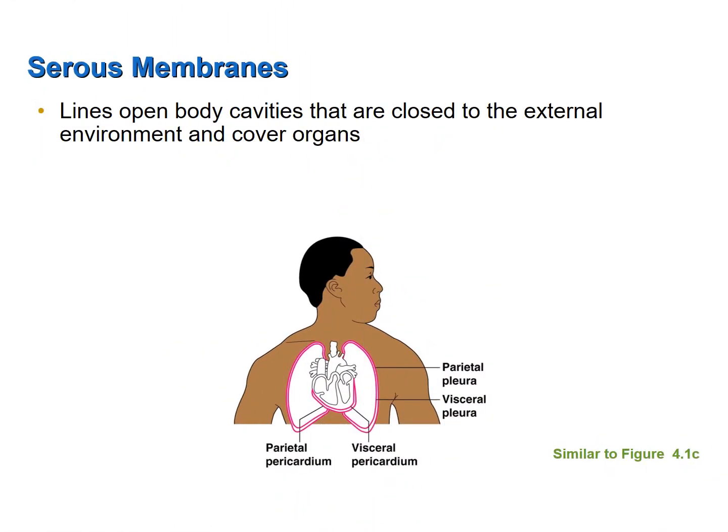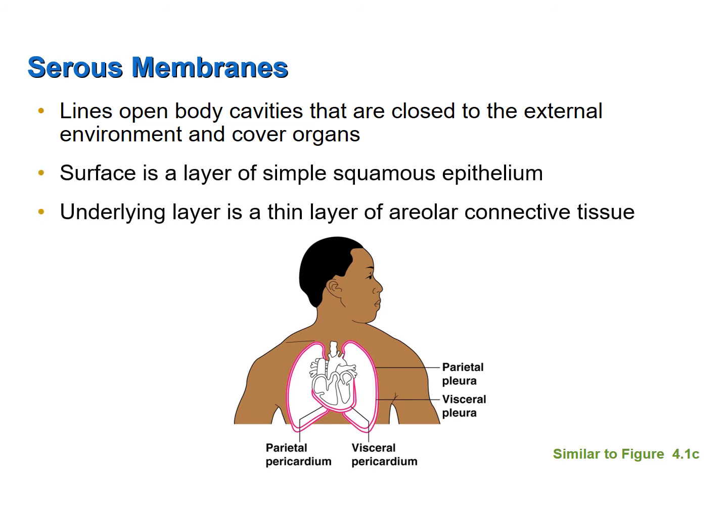In order for you to understand the peritoneum, what it is, what its function is, we need to go back to chapter 5 when I described serous membranes. Serous membranes, if you recall, are membranes that line body cavities that are closed to the external environment, and they also cover the organs in those body cavities. So serous membranes line the thoracic cavity. They also line the abdominal cavity.